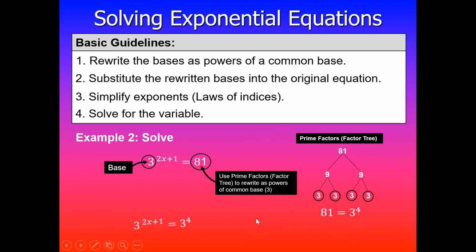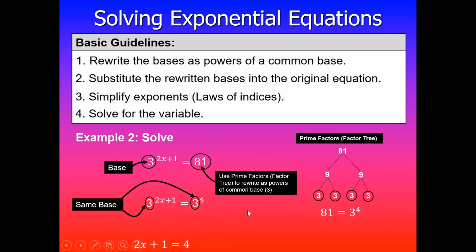So we will substitute that back here. So 3 to the power of 2x plus 1 is now same as 3 to the power of 4, because 81 is 3 to the power of 4. So once we've got the two bases same, so in this case 3 to the power of 2x plus 1 is same as 3 to the power of 4. In other words, 2x plus 1 will be equal to 4. So we get that information from there, and then we solve for x.